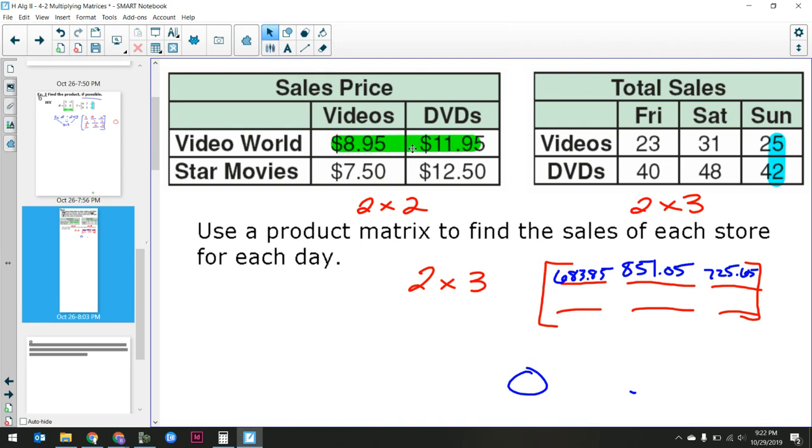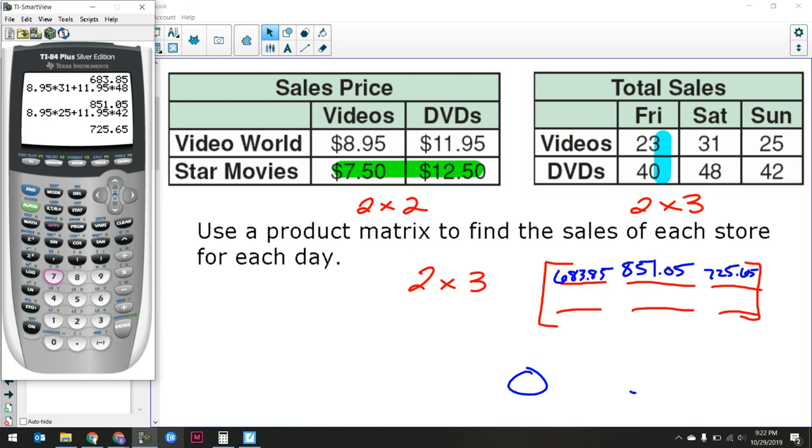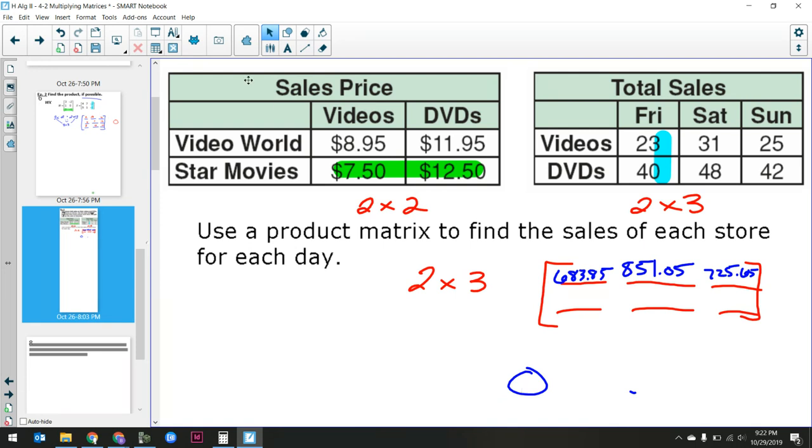And then I do that same whole process, but now for this guy, because this is row 2, column 1. So I'm going to go back here and do 7.5 times 23 plus 12.5 times 40. That's 672.50.